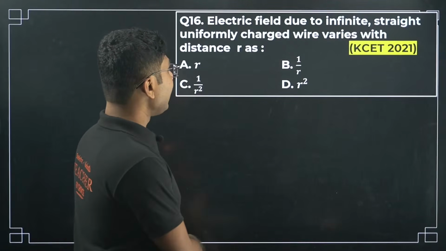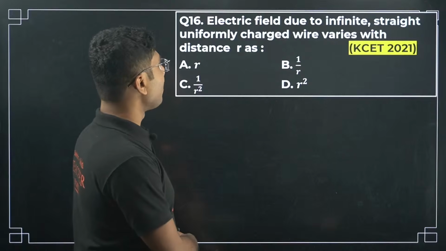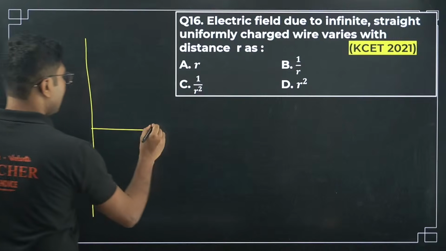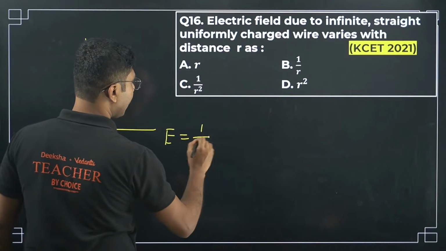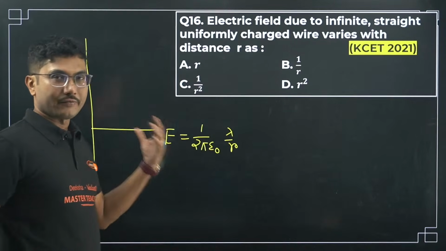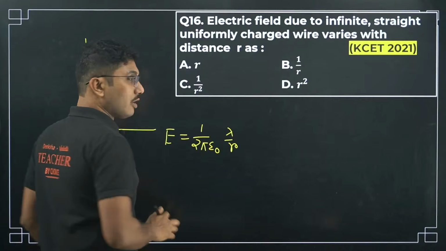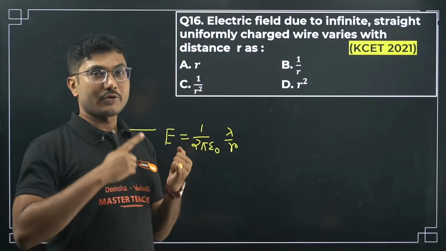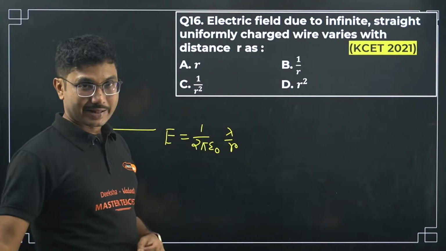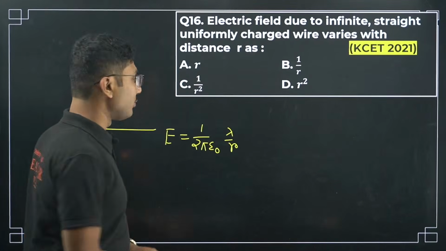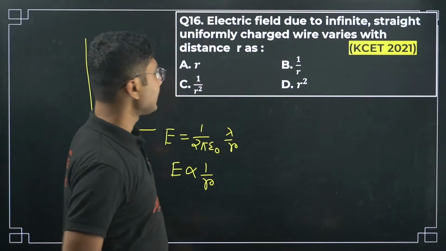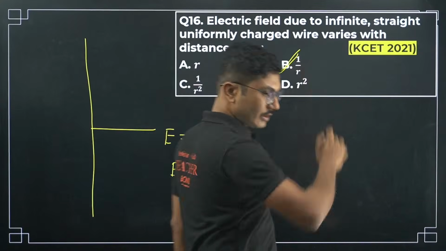Now next, electric field due to an infinite straight uniformly charged wire varies with the distance r. So for an infinitely long charged wire, the electric field, I already mentioned the expression, is 1 by 2 pi epsilon naught lambda by r. These are very important equations that you have to remember for an infinite charged wire, an infinite plane sheet, and spherical shells. These are the three derivations in your textbook, and questions will come based on those three formulas. So electric field is inversely proportional to distance. So option B is the correct answer.